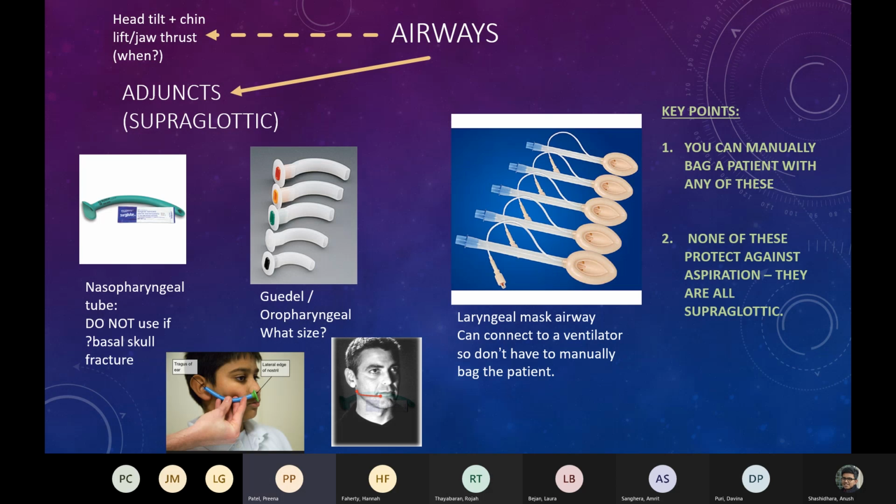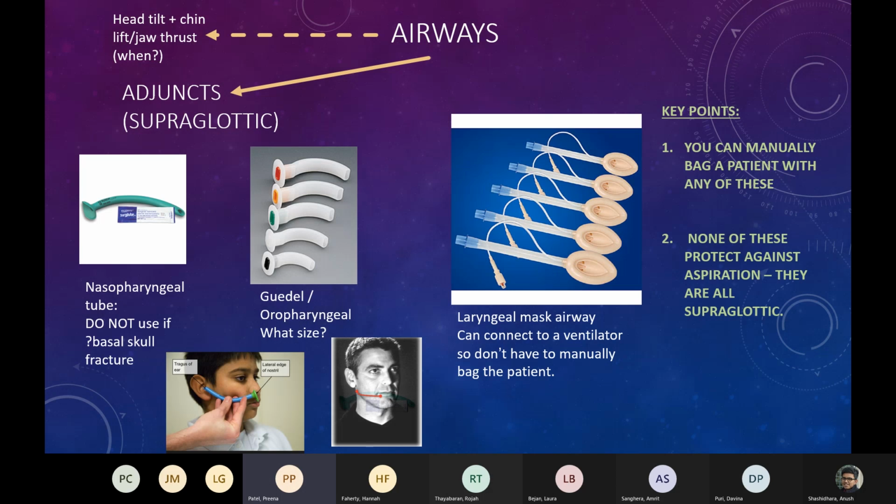Okay, what is this airway adjunct called? Okay. So this is called a laryngeal mask airway. Good, Jess. It's called an LMA sometimes as well. And the key difference between this one and the other two is that it's got this round thing at the end. So you can basically connect it to a ventilator. So you don't have to manually bag this patient.